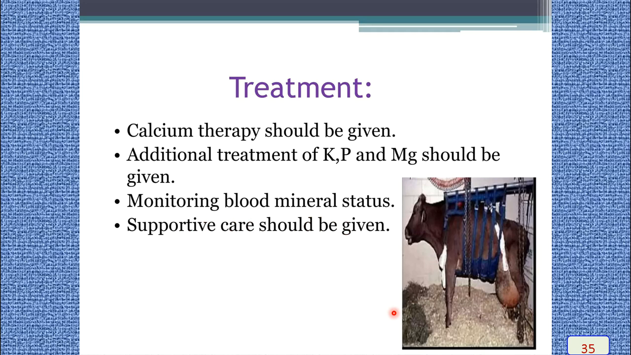Treatment: calcium therapy should be given, additional dicalcium phosphate can also be used. Then potassium, phosphorus, and magnesium should always be given along with the diet. And nowadays, many companies are also preparing cattle feed and claim that it doesn't contain calcium. But we need the calcium. At the same time, sudden administration of calcium should not be advised just for the benefit of their company name.